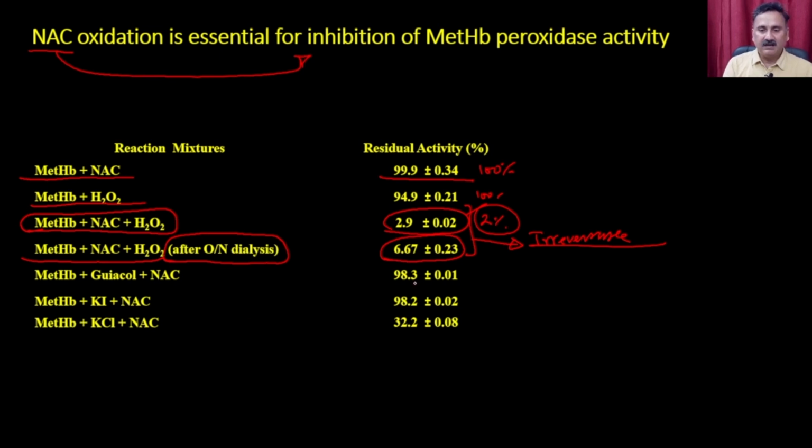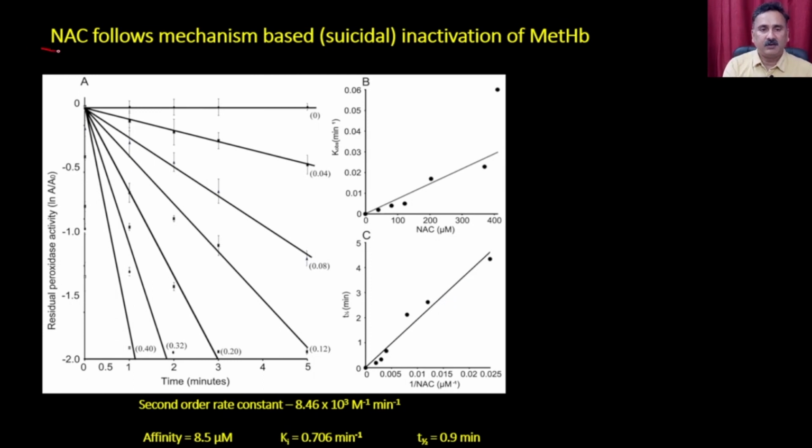And then we tried other methods, like protecting it with the substrates, to understand whether the substrate is going to protect. It is clear that if you don't allow the methemoglobin to process the NAC, it is going to get blocked. This means it is going to be a suicidal inhibitor. So we also did the suicidal kinetics. NAC follows the mechanism-based inactivation of methemoglobin.